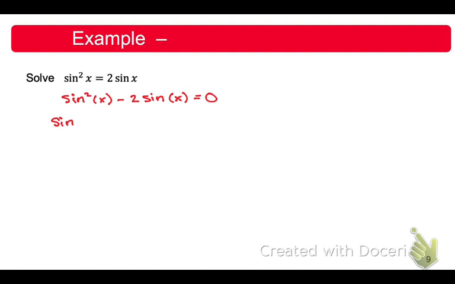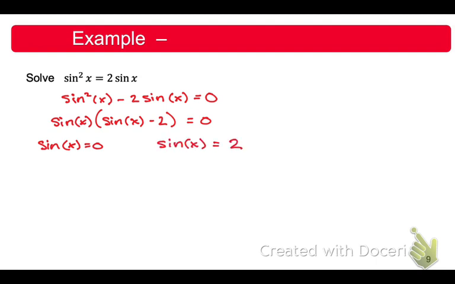So sine, set it equal to 0. So it's sine of x times sine of x minus 2 set equal to 0. And both of them equal to 0, so I have sine of x equals 0 and sine of x equals 2. Wait, can that work? Can that work? Yeah. No.